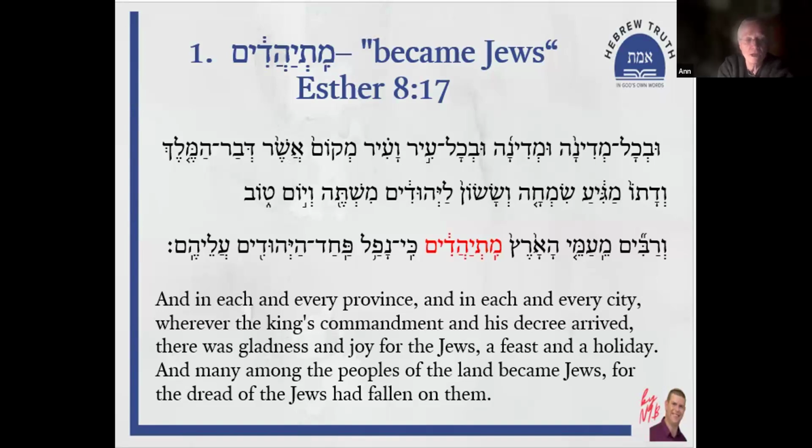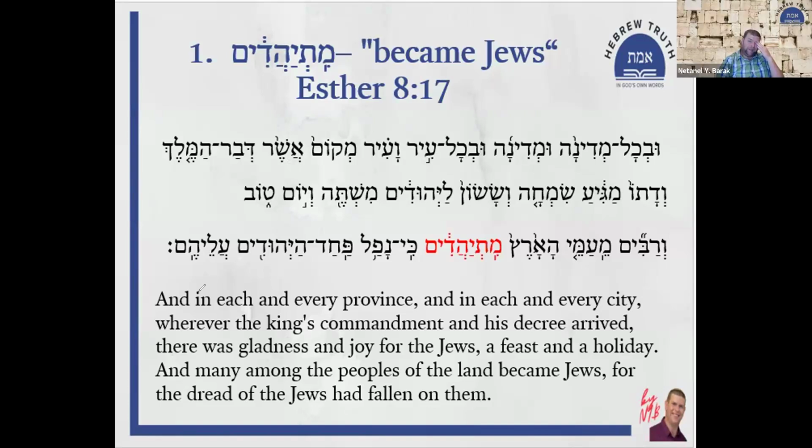And in each and every province, and in each and every city, wherever the king's commandment and his decree arrived, there was gladness and joy for the Jews, a feast and a holiday. And many among the peoples of the land became Jews, for the dread of the Jews had fallen on them.